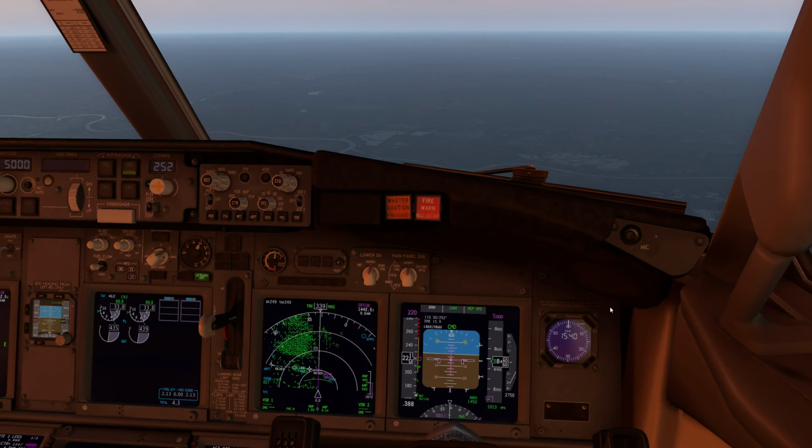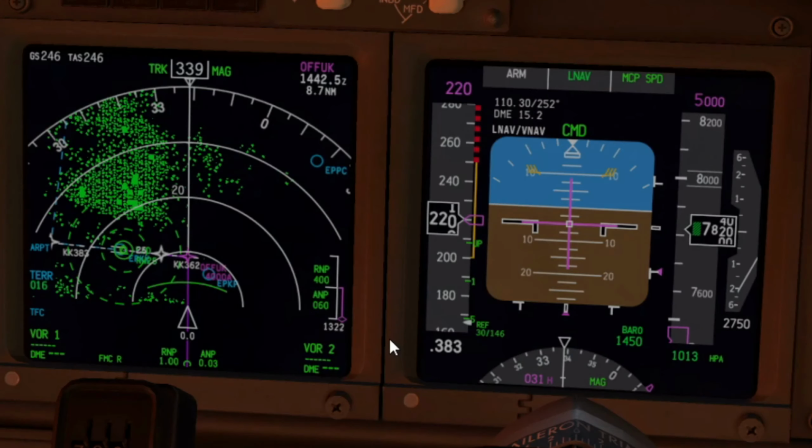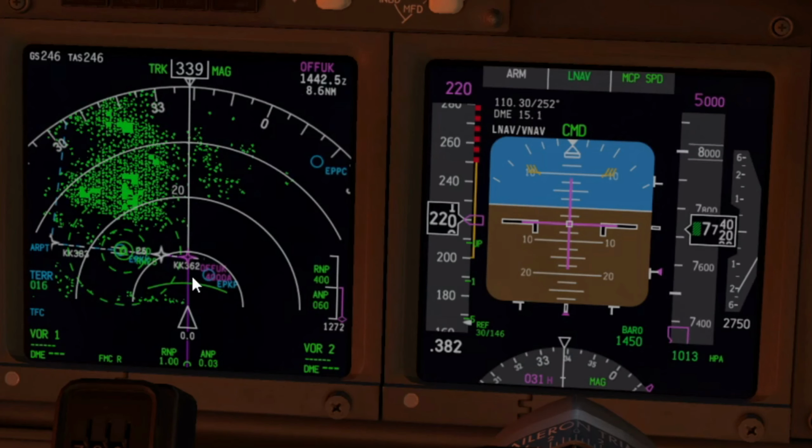If you want to have an even better descent gradient, you can put 190 knots with flaps 10 and speed brakes up. Okay, this will be even better because you will be slow and you will still have a good rate of descent, so that will help you even more. Here will still be good.